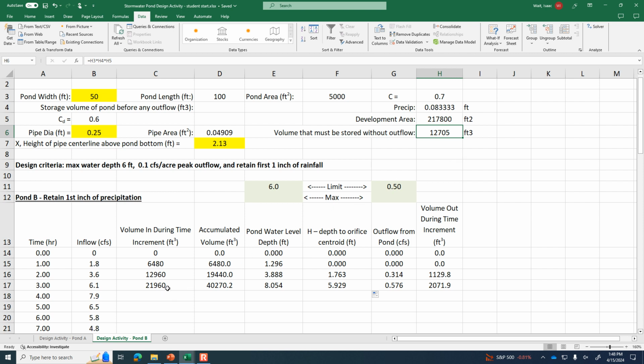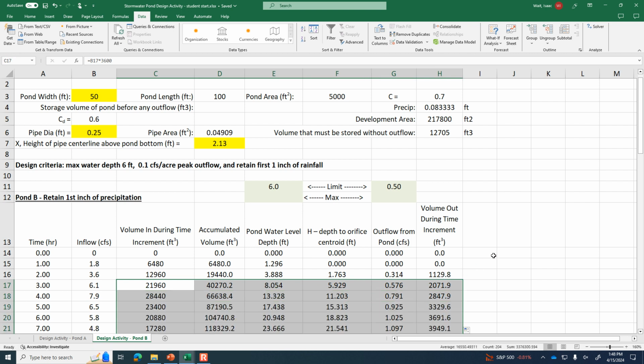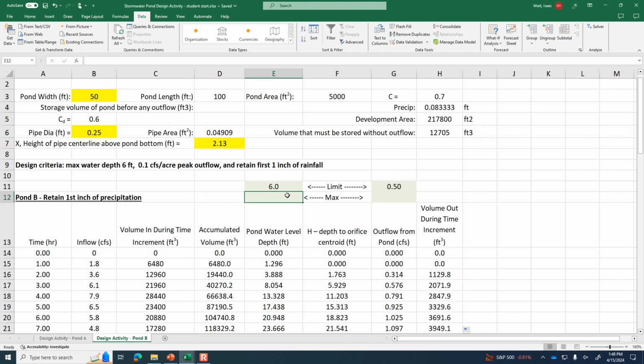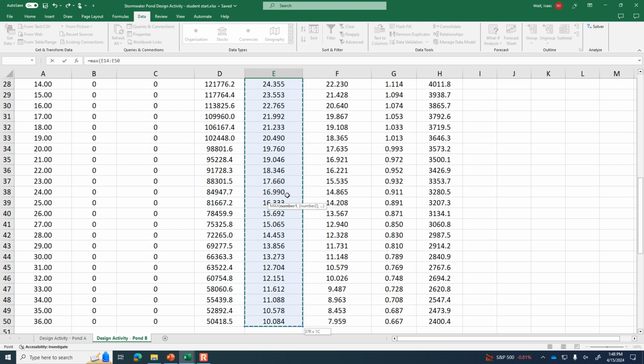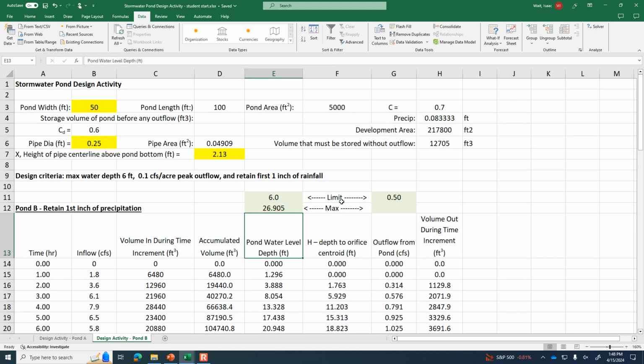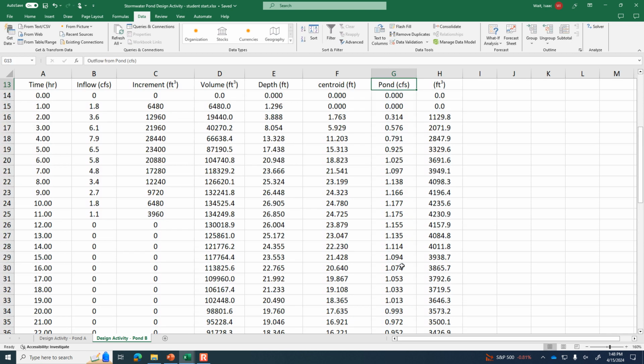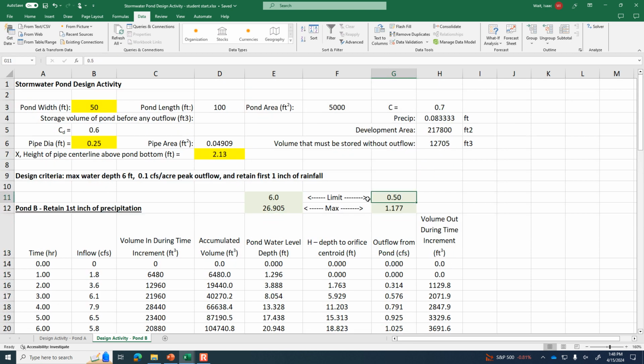So now the rest of the analysis would be that same thing as before, where what we did was we looked to see what's the maximum value of the water depth. And here it's getting pretty high because that pond's not big enough. And then what's the maximum outflow? And we want to make sure that we have a situation that limits it to 0.5. So we need to make our pond bigger than it is right now because the water is getting too deep.